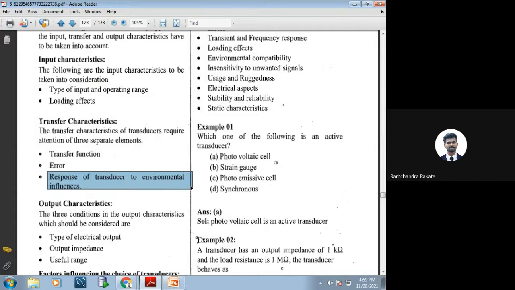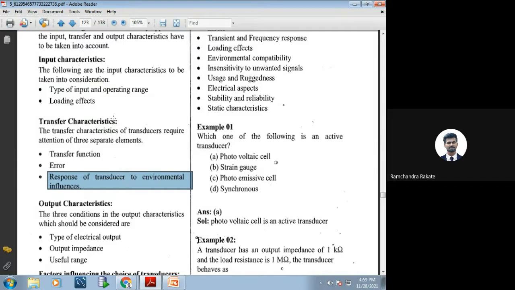Let us look at the basic requirements of a transducer while selecting a particular transducer. First we look for the relationship between the physical parameter and the resulting electrical signal, which must be linear, that is linearity. Then the sensitivity of the transducer should be high. Sensitivity is defined as the electrical output per unit change in the physical parameter.